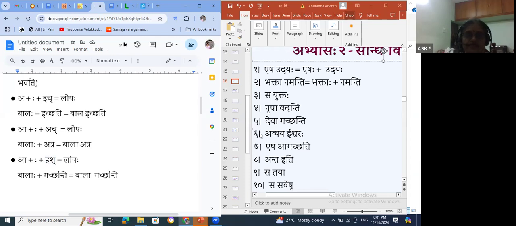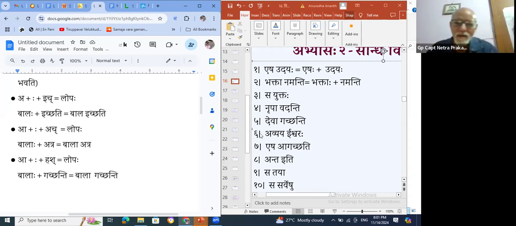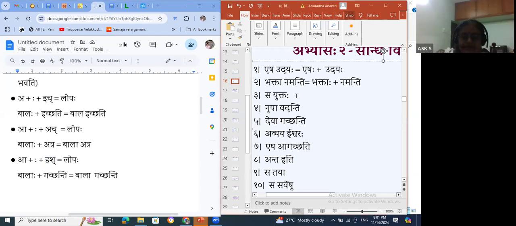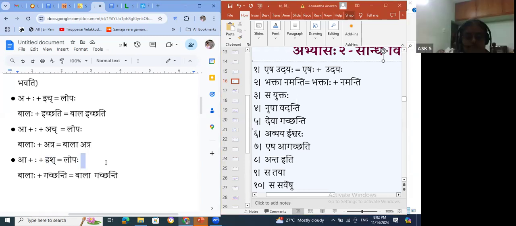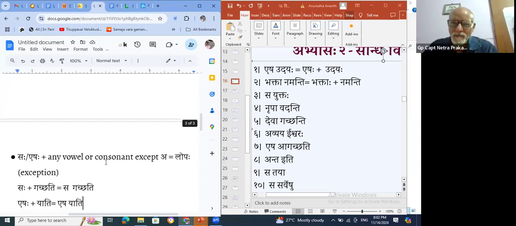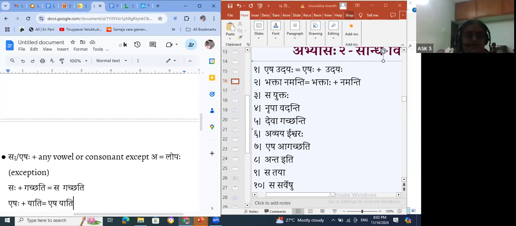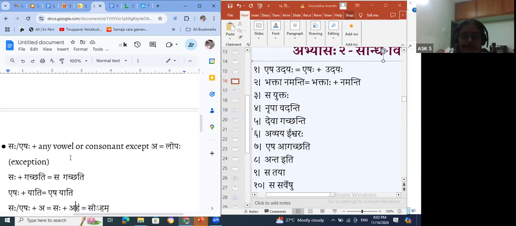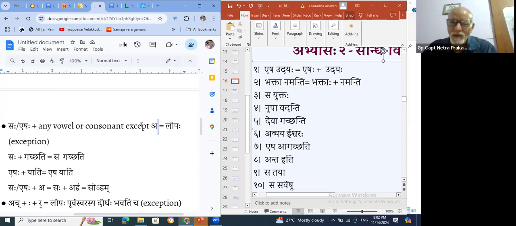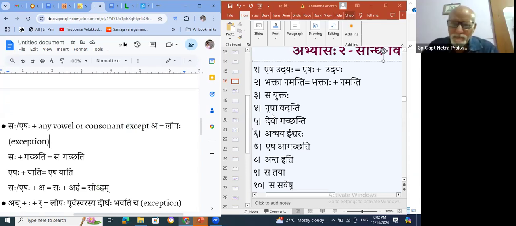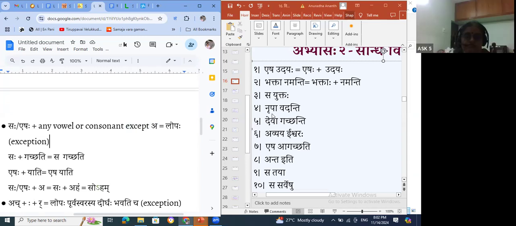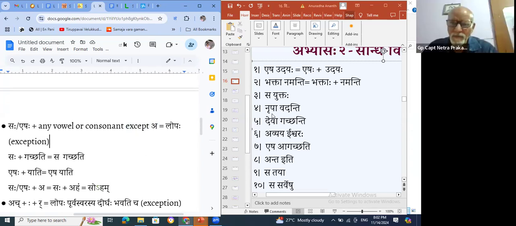Agre, Netra Prakash Mahodaya. Ma'am, what we are doing is a Sandhi Vicheda now, right? Saha plus yuktah. Kimartam? Saha or Eshaha followed by any vowel or any consonant except A, then lopaha. Agree? Nripa vadanti. Nripaha plus vadanti.